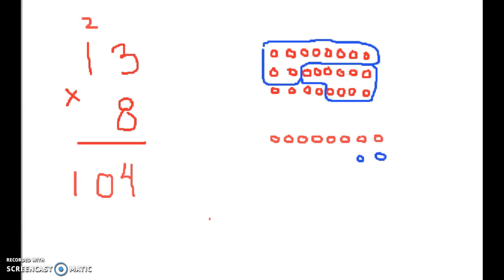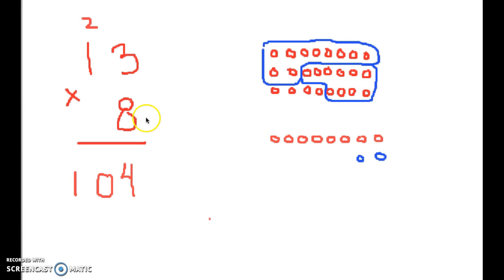So we set it up vertically and we want to multiply our 8 times 3, because we want to multiply our singles together first. So here we can see we have 3 rows of 8, which we know is equal to 24. So we drop our singles down and carry our 2, because it's a 20 and we want to count it in the tens place.